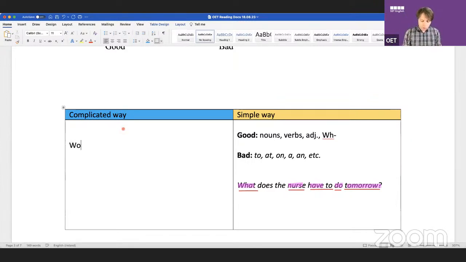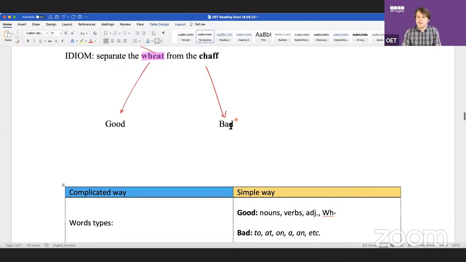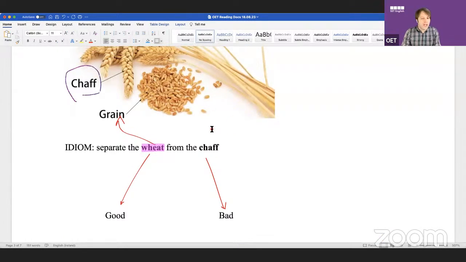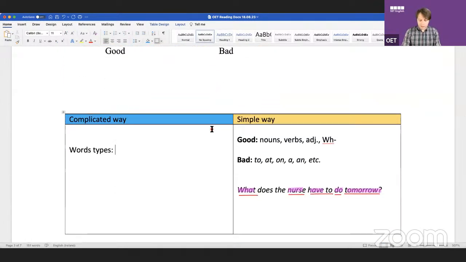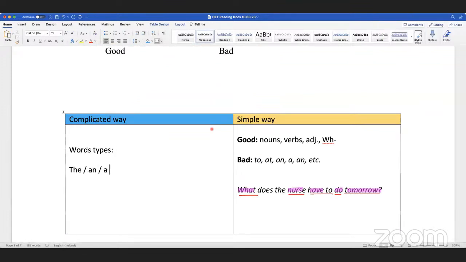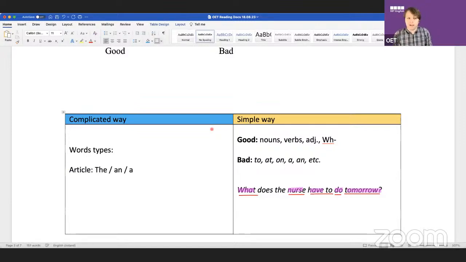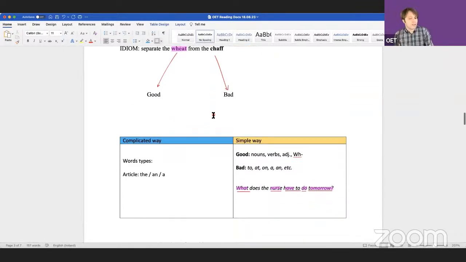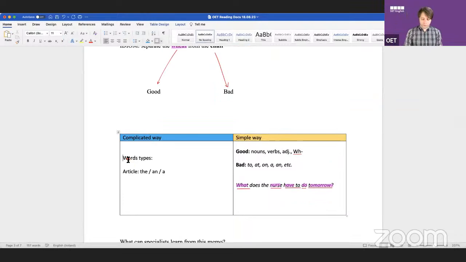There are certain word types which are chaff. Does that make sense, guys? There are certain types of words which are chaff. For example, what type of word is this? Article. Articles, okay? And usually in OET, that's going to be chaff. What does chaff mean? Unnecessary things we don't want, right? Not the wheat. So we can remove certain word types.